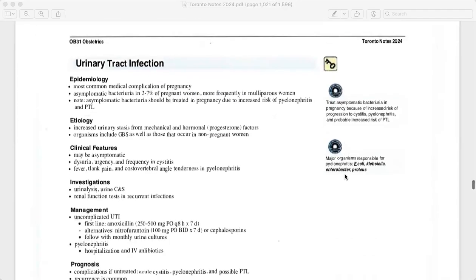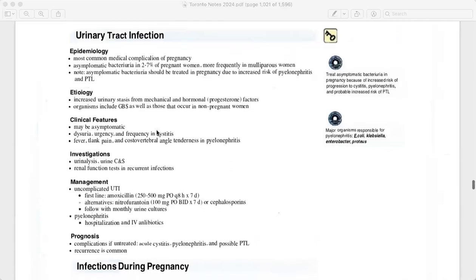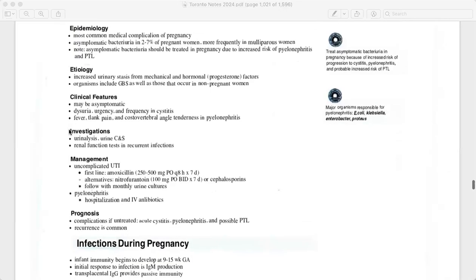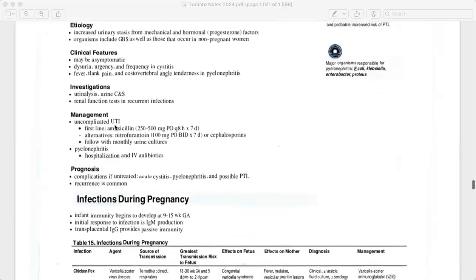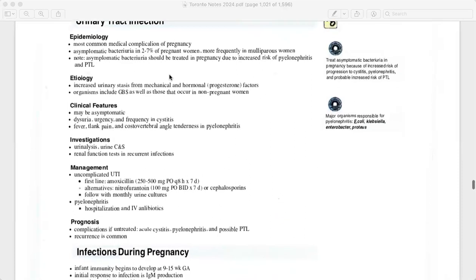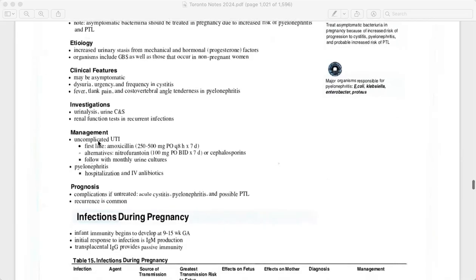Coming to UTI, increased urinary stasis from the mechanical and hormonal factors, organisms include GBS as well. Then clinical factors, which is basically asymptomatic, dysuria, urgency, and then frequency, fever, flank pain, and costovertebral tenderness, just like UTI symptoms, any of them. Treat asymptomatic bacteriuria in pregnancy because it can lead towards the preterm labor. As I said, infection can lead towards the preterm labor. So even if there is an asymptomatic bacteriuria, you are going to give the treatment. Major organisms are E. coli, Klebsiella, Enterobacter, and then Proteus.